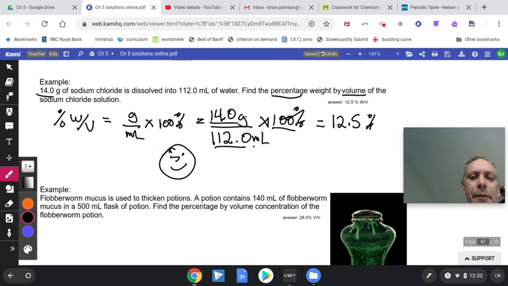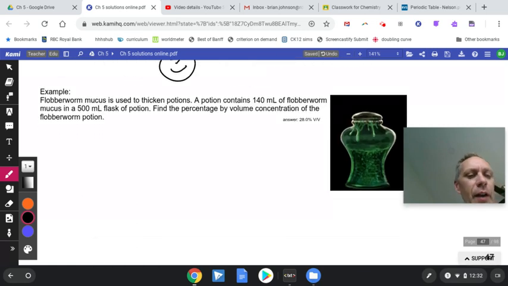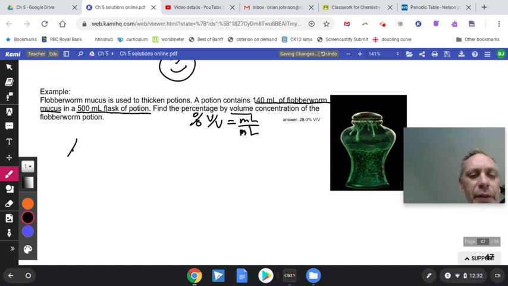Okay, moving on. Flobberworm mucus is used to thicken potions. Of course, you all knew that. A potion contains 140 milliliters of flobberworm mucus dissolved in a 500 milliliter flask of the potion. Find the percentage volume concentration. So percent V over V, volume over volume, which is going to be milliliters over milliliters.